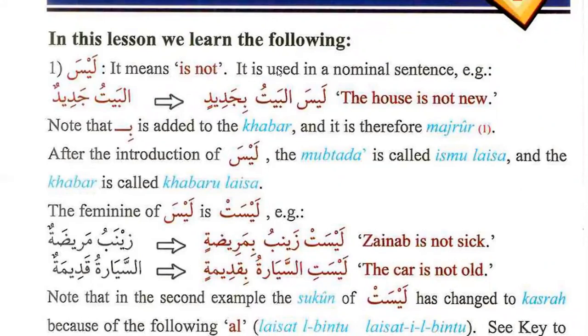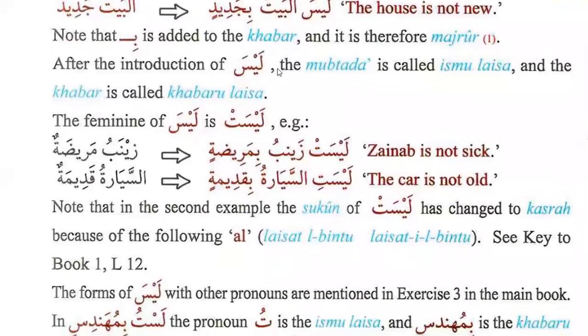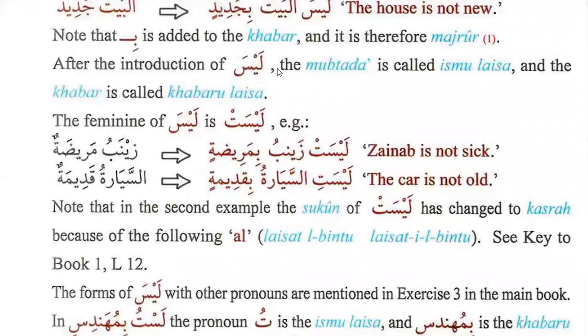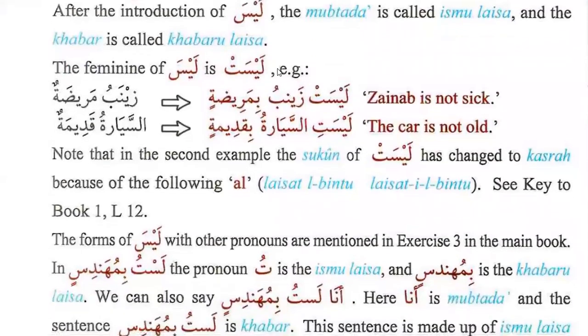The feminine of Laysa is Laysat. Zainabu maridatun. Laysat Zainabu maridatin. Zainab is not sick. As-sayyaratu kadimatun. Laysatis sayyaratu bi kadimatin. The car is not old. Note that in the second example, the sukun of Laysat has changed to Kasra because of the following Al.